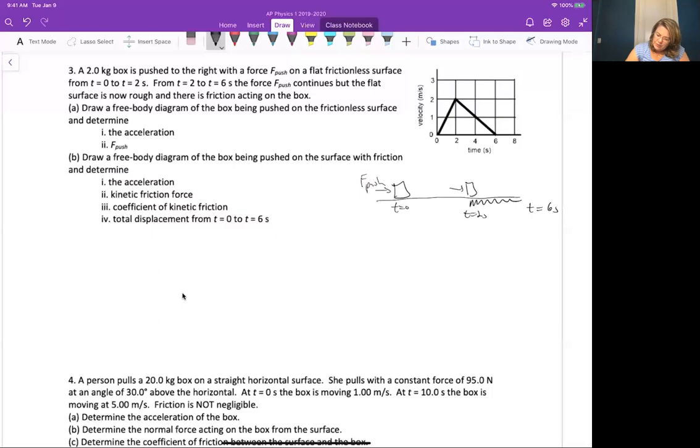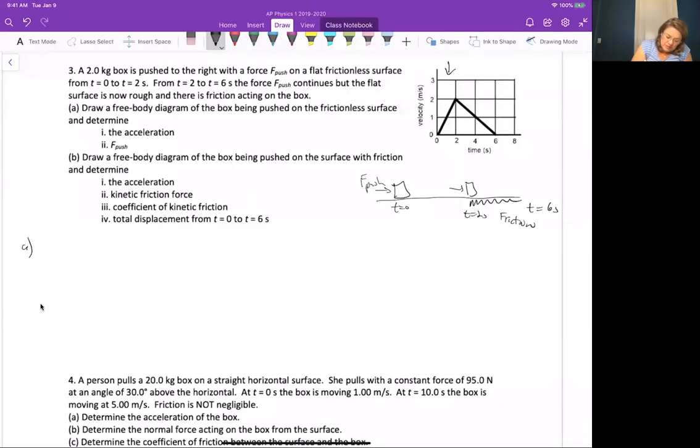And we do have friction here. Okay, and they give me this graph. A, draw a free body diagram on the box being pushed on the frictionless surface. So this is the beginning part, and here's the graph that's given to me. Look at the velocity, it's increasing.